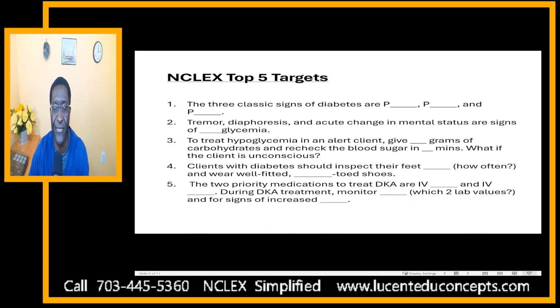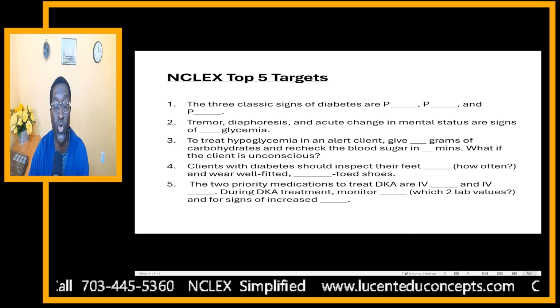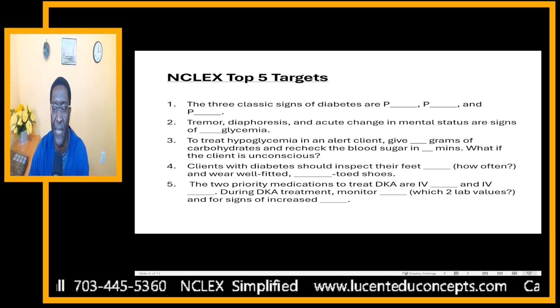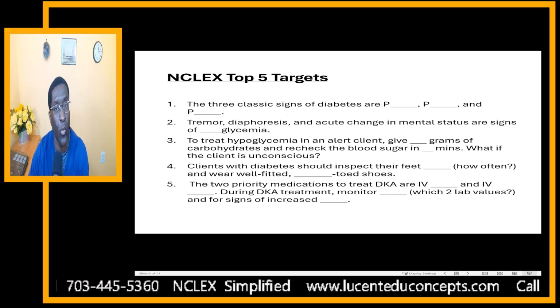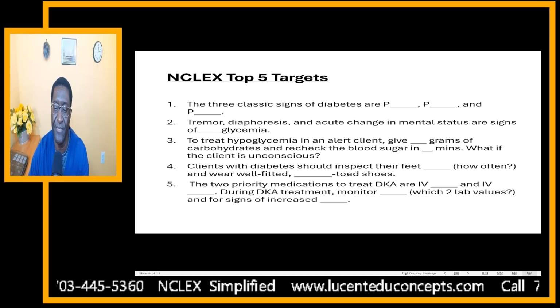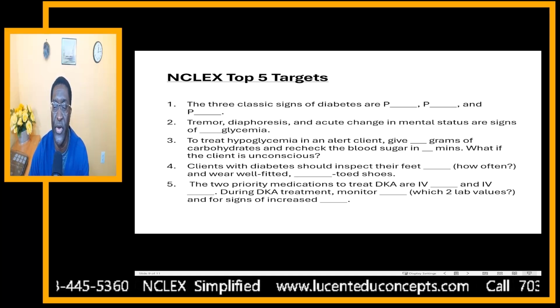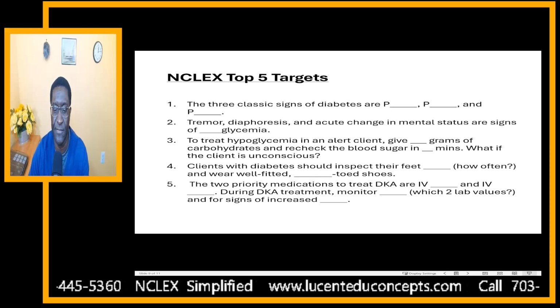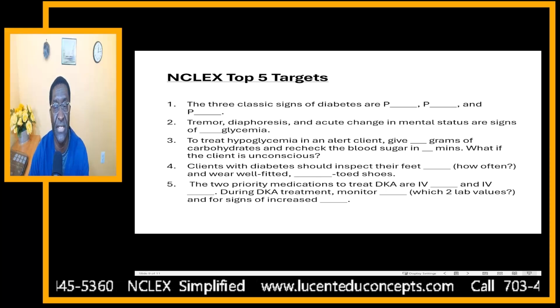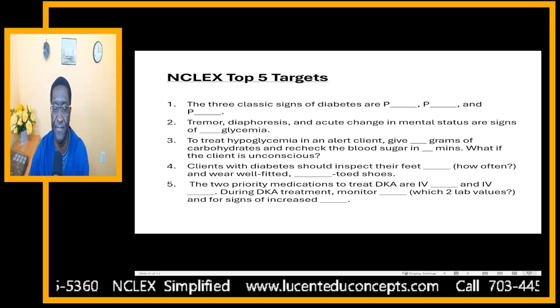Let's look at number 5. The 2 priority medications to treat DKA are IV what and IV what? During DKA treatment, monitor which 2 lab values and for signs of increased what? This one I will give you 3 seconds. So let's go.